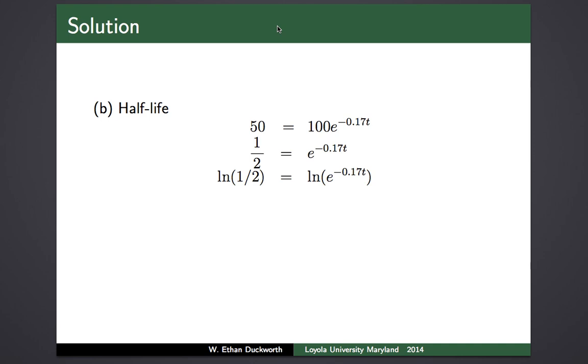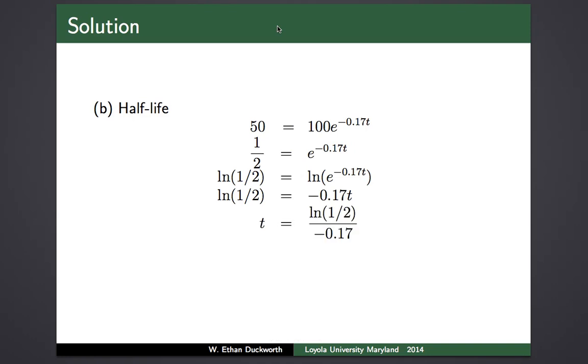Again, you plug it inside of natural log. It's inside the parentheses. On the right-hand side, we use the special property of natural log. It cancels the e. Again, you could rewrite the left-hand side if you wanted to, but there's no real purpose behind that. You can just leave it as natural log of 1/2. Finally, to solve for t, we divide both sides by negative 0.17.